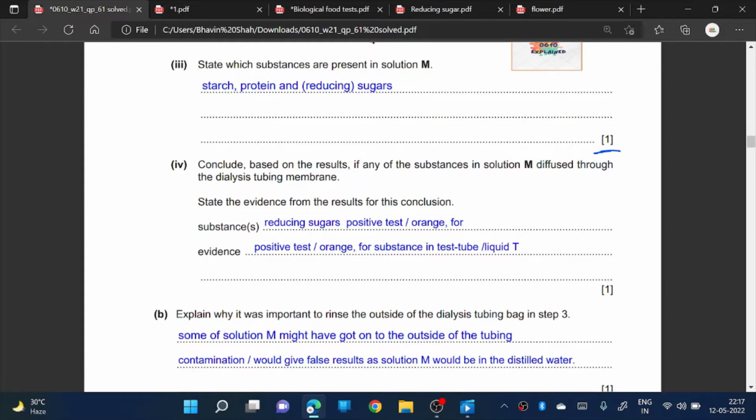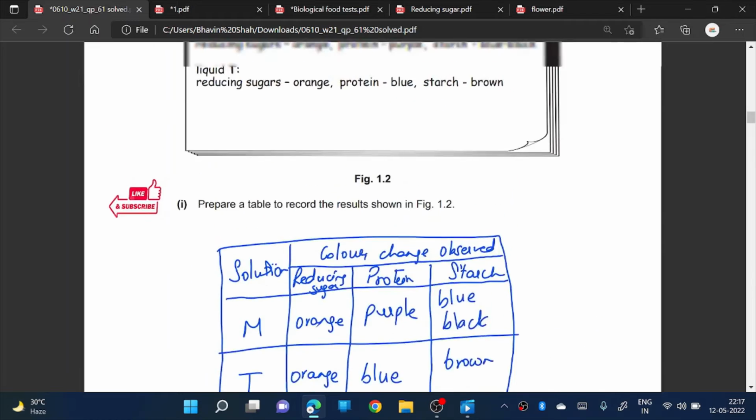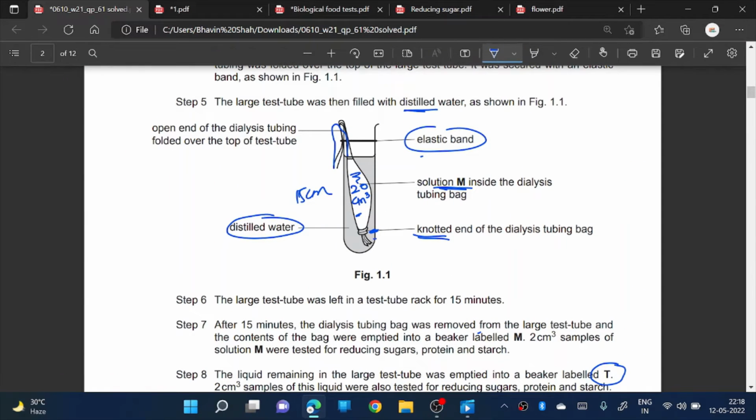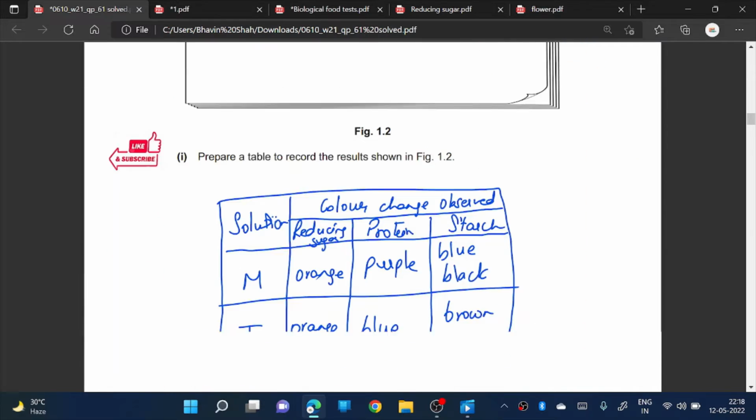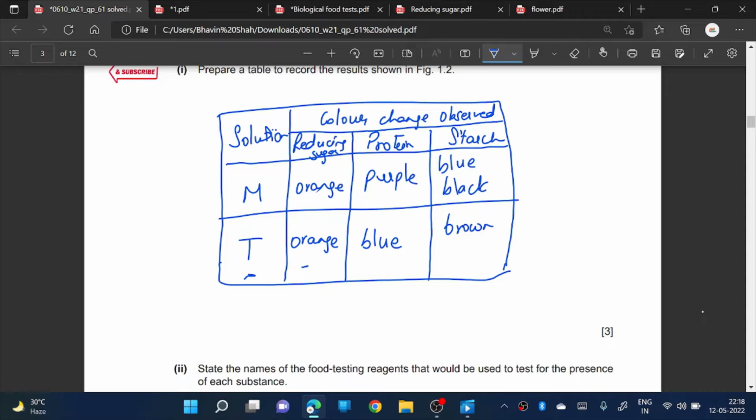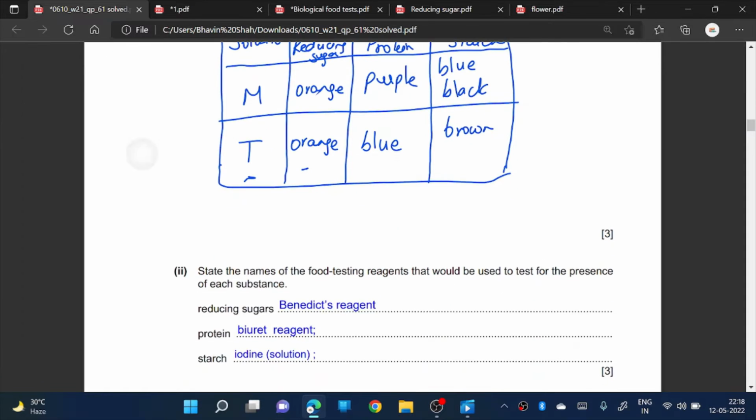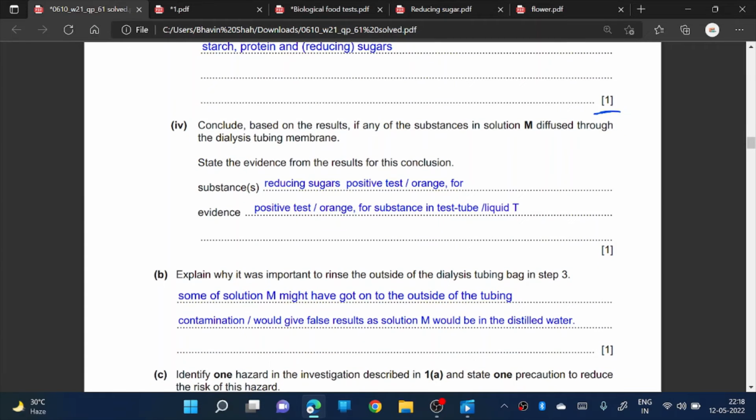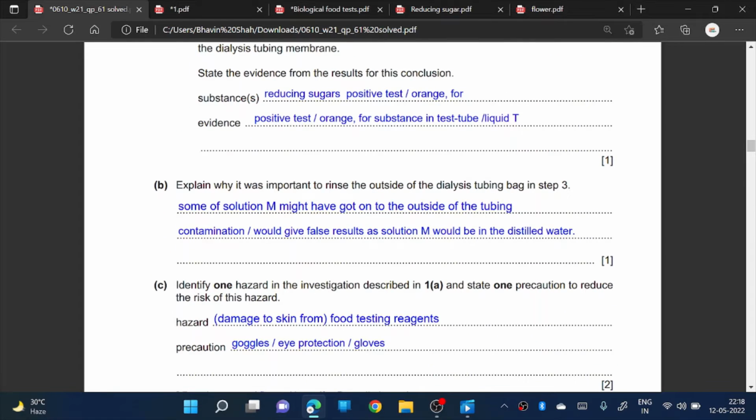Conclude based on the results if any of the substances in solution M diffused through the dialysis tubing. So as we see in the diagram that in the dialysis tubing there was something and then outside there was water. But when we tested solution T from that water, it did show you orange color. That means that the reducing sugars have diffused. So we are looking at the substance reducing sugar. Evidence is that the positive test, orange, for the substance was seen.